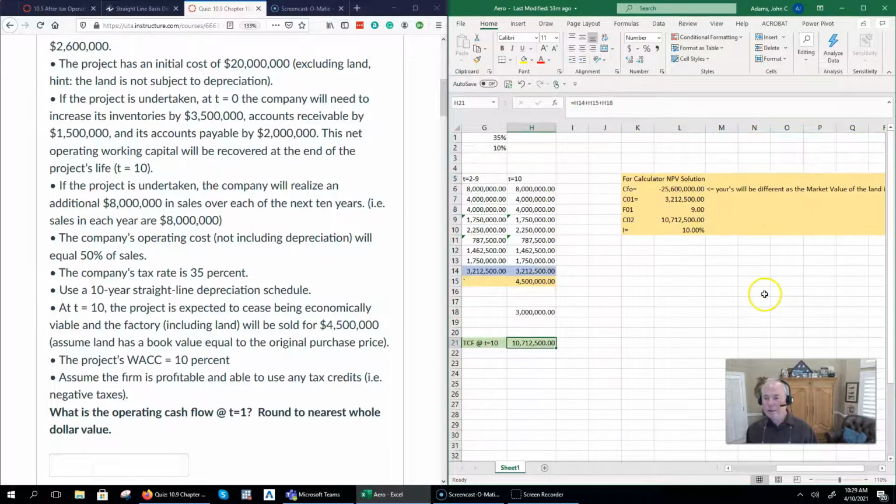So let's take a look instead at how we would solve this in our financial calculator. Well, our initial cash flow, as we saw before, was $25,600,000. That's a negative because it's an investment. The first set of unique cash flows we have are the operating cash flows of $3,212,500, and that happens 9 times. Now, that operating cash flow of $3,212,500 actually does occur 10 times. It occurs each of the 10 years.